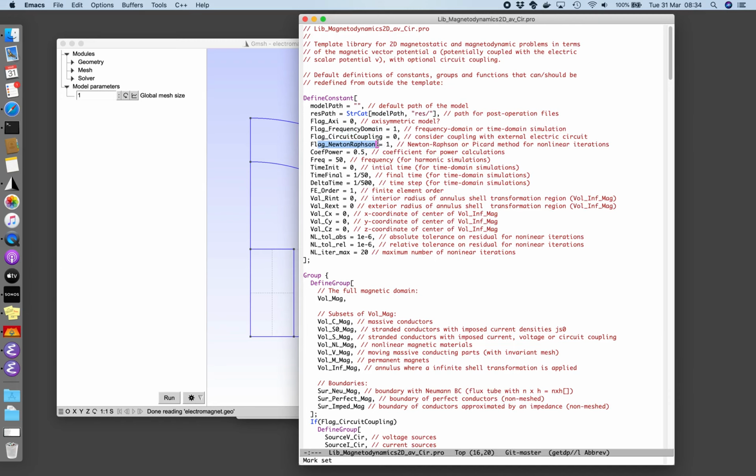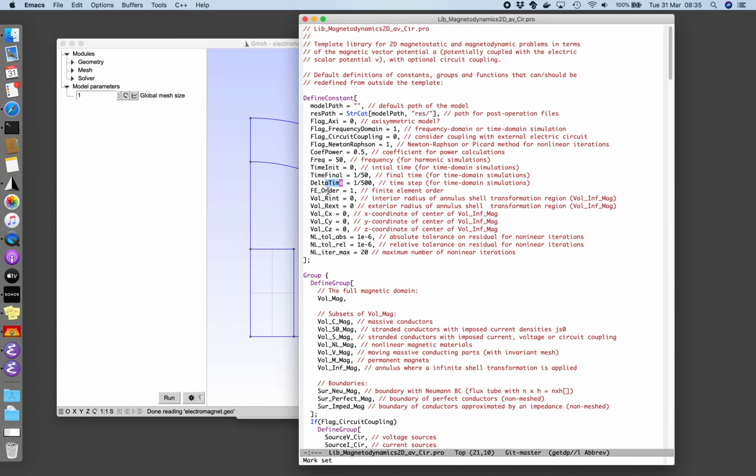This is for nonlinear problems, so you can skip it today. The power coefficient, you'll skip it too; it depends on whether we work with maximum amplitudes of fields in the frequency domain, or if you look at RMS values. Then there is the frequency in the frequency domain. But for time domain calculations, we'll need to specify the time interval in which we solve our problem: an initial time, a final time, and a time step.